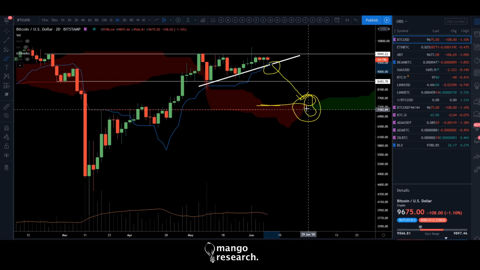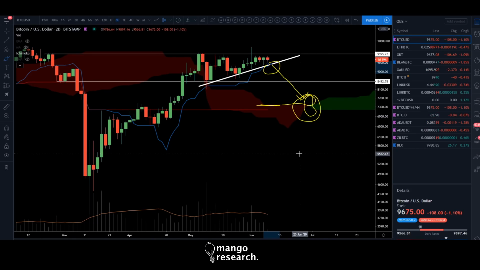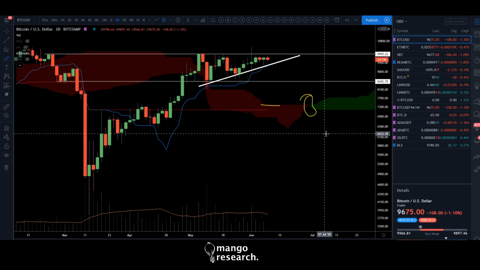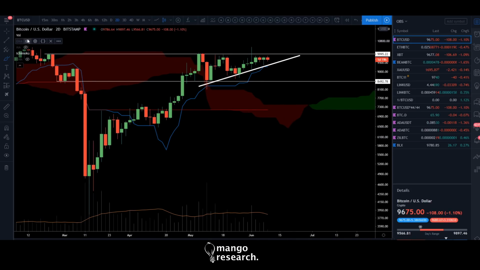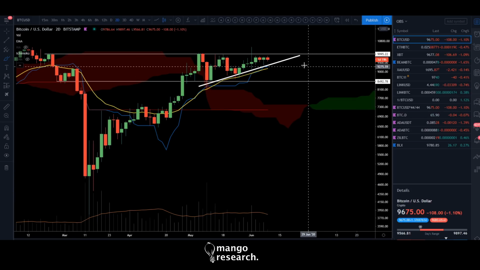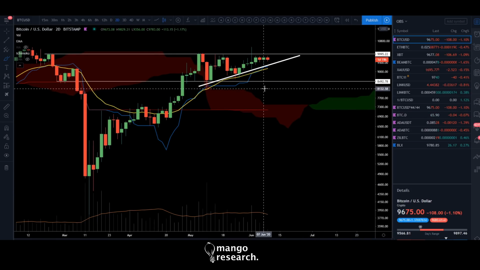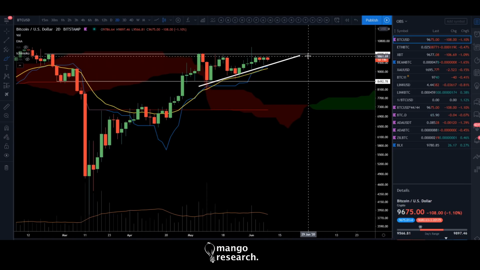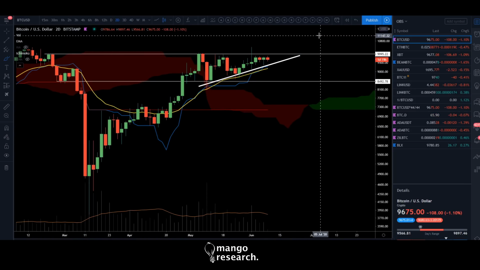Hey, it is a possibility, and I'm going to go ahead and clear out all my drawings. I want to turn on the 21 EMA on the 2-day, see where that lines up with. And hey, it's coming in right over there, Krisha. Right underneath the Tenkan, lining up really well with that 2-day ascending triangle we just drew.